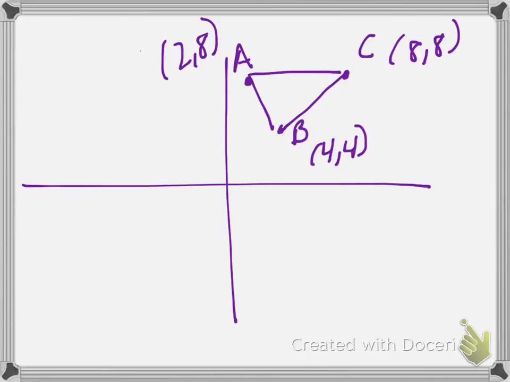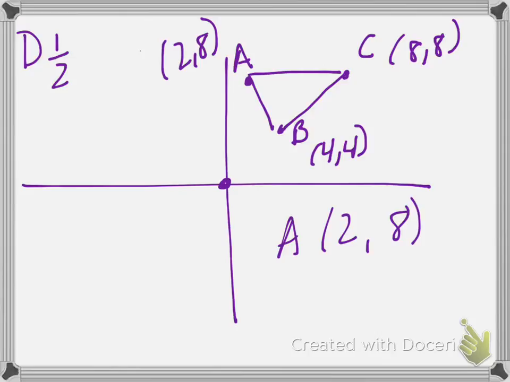Okay, this was number 30 from the packet from Monday night. So for this one, here's the important part that we forgot to look at. If we were going to dilate this around the origin, and we're dilating by 1/2, by the way, according to this question, then we would just have to divide each coordinate by 2. So for example, A, which is 2, 8, A prime would become 1, 4. That was if you were dilating it around the origin.